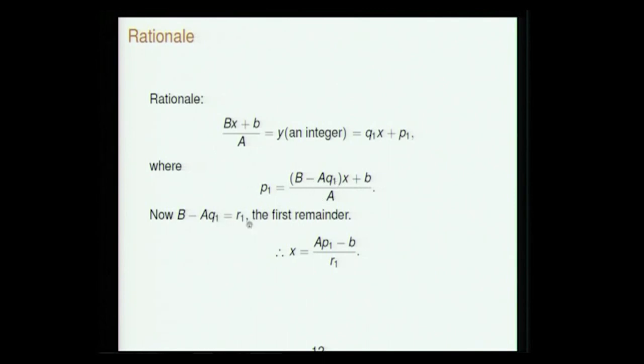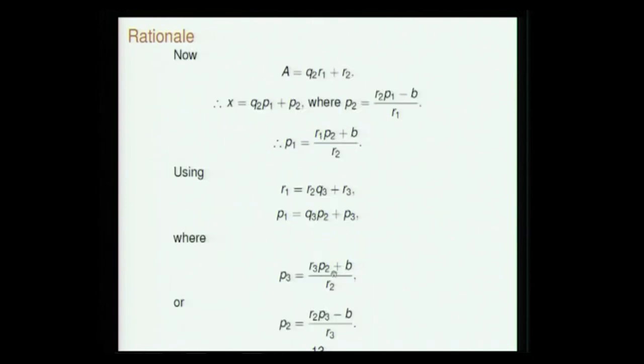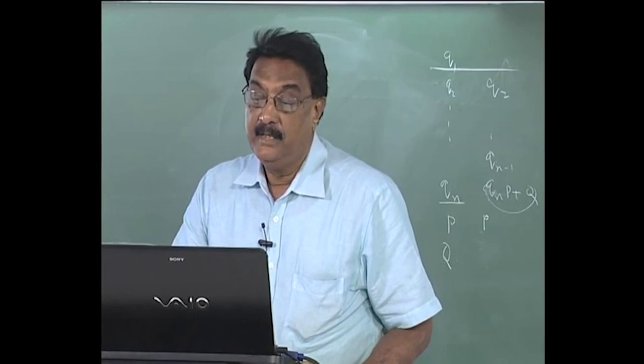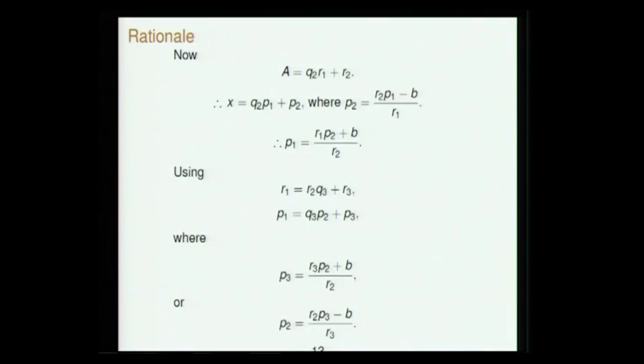Now b minus a q1 is the first remainder. When capital B is divided by capital A, r1 is the first remainder. So, x is equal to a p1 minus b divided by r1. Now a, when divided by r1, the remainder is r2 and the quotient is q2. So, a can be written like this. So, x is q2 p1 plus p2 where p2 is this. Again from this one can write p1 is equal to r1 p2 plus b by r2. And again r1, when it is divided by r2, the quotient is q3 and the remainder is r3. So, p1 you can write like this and so on.